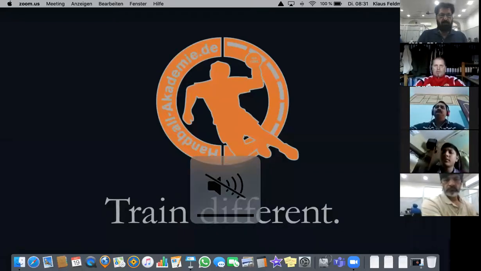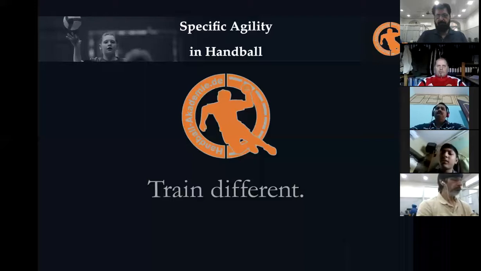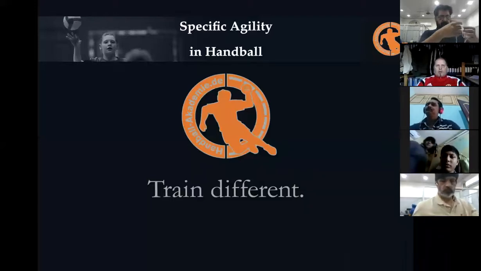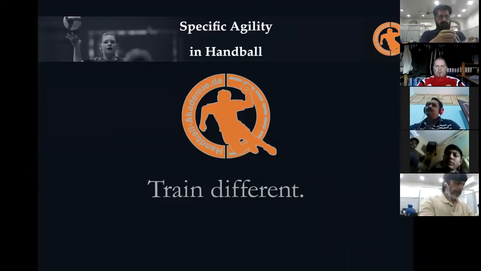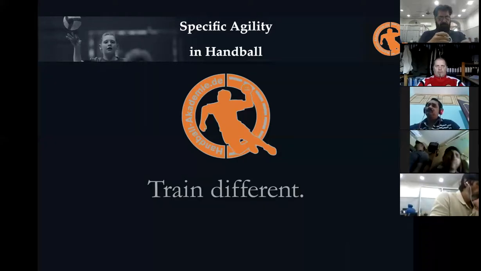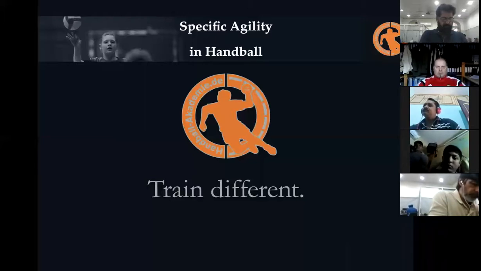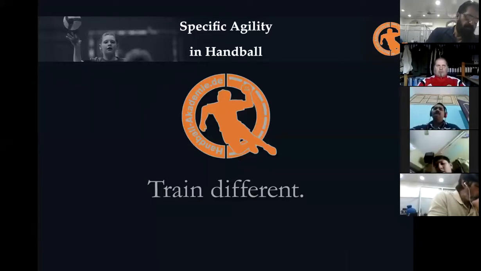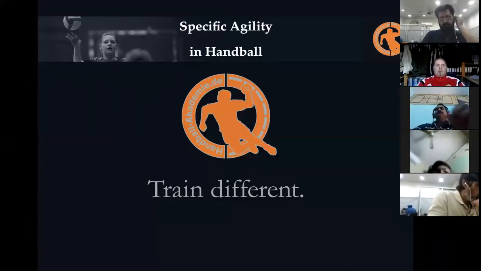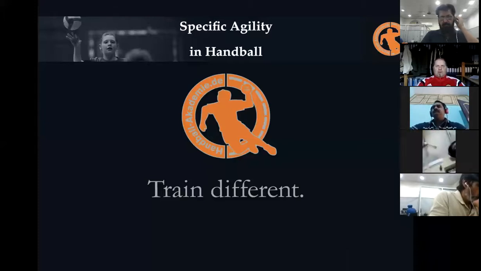So we start with our topic today. The topic today is specific agility in handball. This is something, from my point of view, very important, because agility on one side is a motor aspect. It deals with all the movements the players are making. You might say this is a very basic topic, but if we come to the specific variation or the specific elements in handball, there is really much more inside.